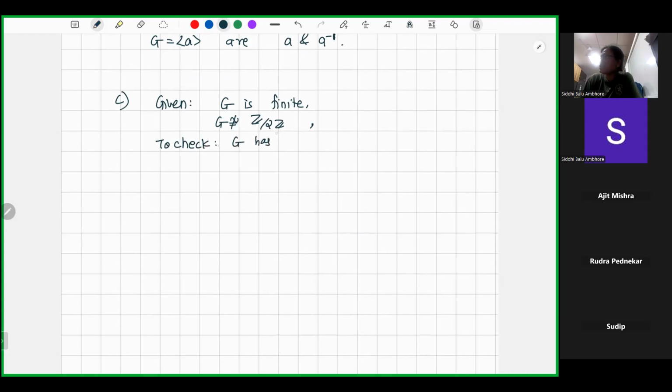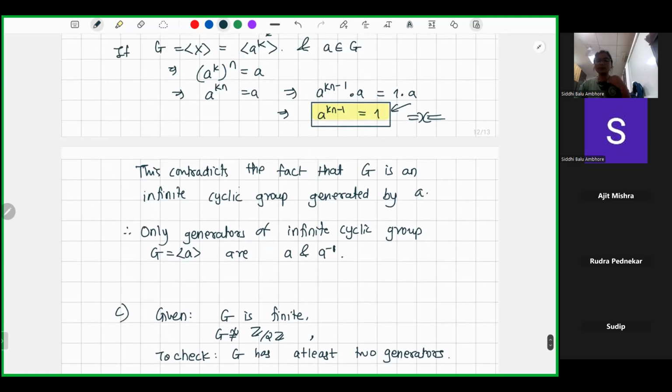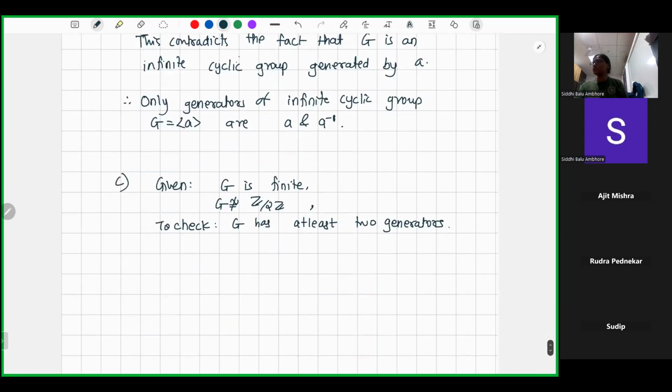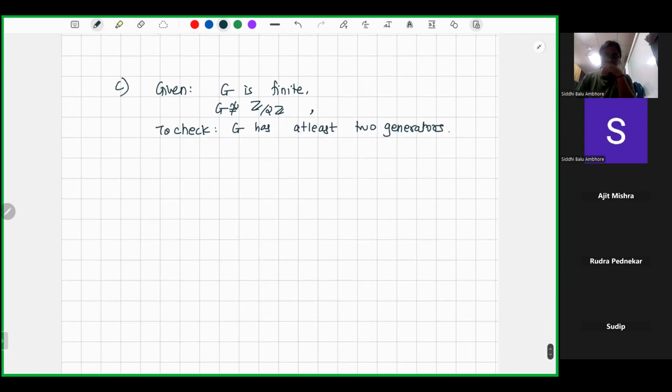G has at least two generators. This anyway doesn't make any impact as a statement, because we already proved that. Okay, no, G is finite is here. Okay.